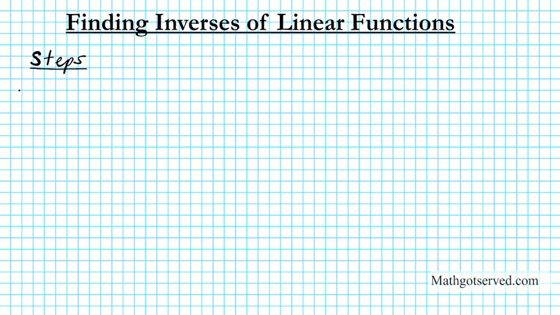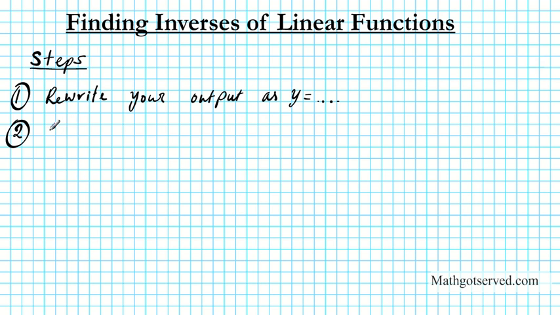So steps, write this down. Step number one, rewrite your output as y equals whatever. If it's f of x, g of x, f of whatever, you just write it as y, changing from the f notation to a single variable. Step number two, you're going to switch y's for x's and x's for y's. That's what finding the inverse is all about. The output becomes the input, and the input becomes the output.